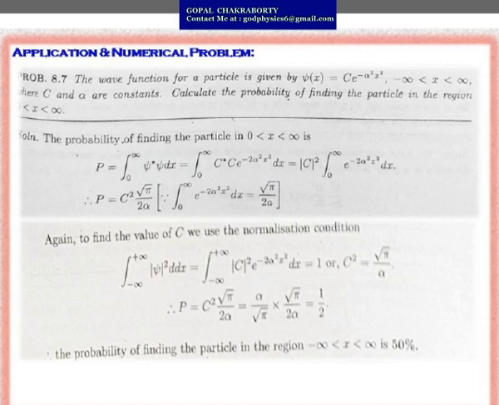So the integration from minus infinity to plus infinity of psi star psi dx equals the integration from minus infinity to plus infinity of c square e to the power minus 2 alpha square x square dx, and that value equals 1. From there we get c square equals under root pi by alpha. So ultimately the probability equals c square under root pi by 2 alpha. If you substitute the value of c, the probability will be half. So the probability of finding the particle in the region 0 to infinity is 50%.